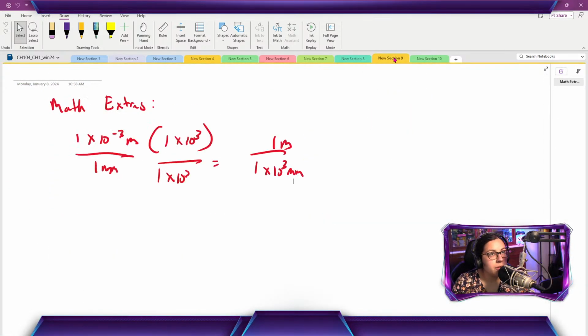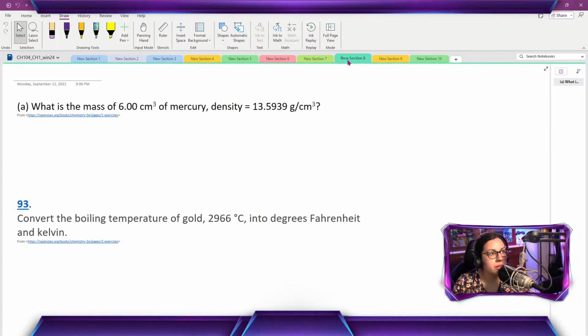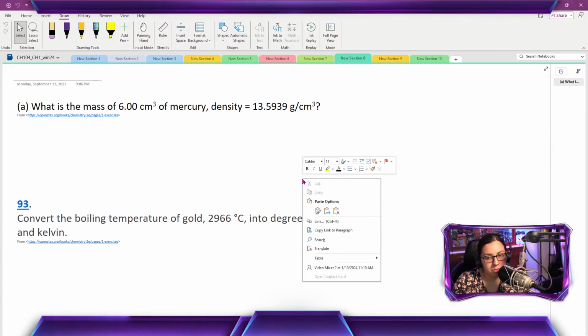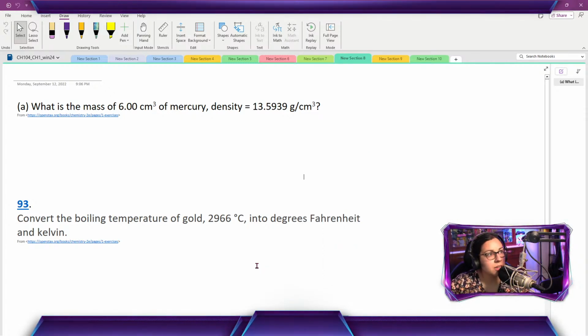All right, I think I was just finishing. We just have some practice problems. And of course, if there are any other questions, I'm more than happy to go over anything. So let's probably end just with these two questions. Let's start with the first one. What is the mass of 6 centimeters cubed of mercury if our density is 13.5939 grams per centimeter cubed?